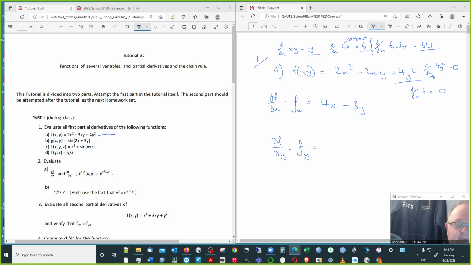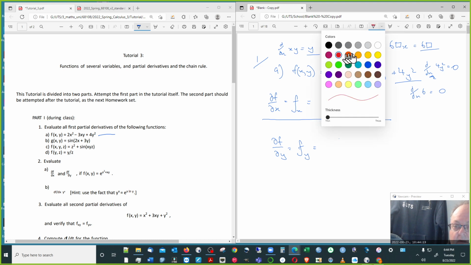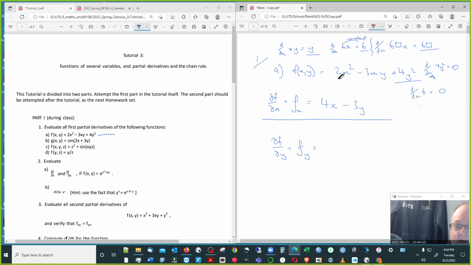All right, so what we'll have is 4x minus 3y for the x constant, so that's our solution for this one. And for this one here, we treat this thing like, I'll just change the colour. We treat this thing like, oh, okay, this time that's a constant with respect to y. That's a constant, so the derivative of a constant is 0. So 2x squared with respect to y is 0, so that term's zeroed out.